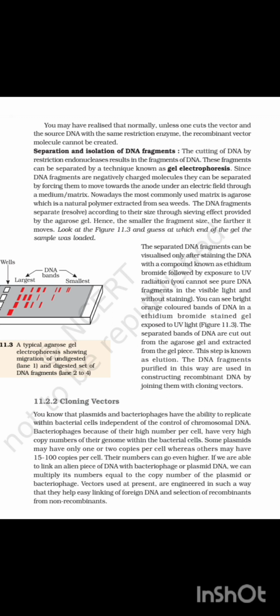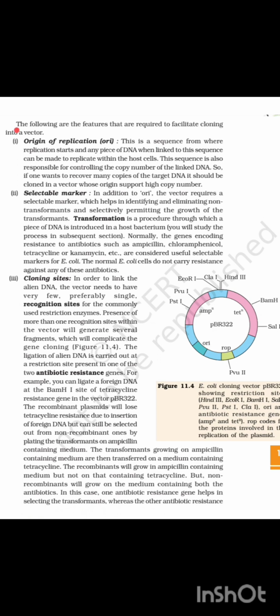Vectors used at present are engineered in such a way that they help easy linking of foreign DNA and selection of recombinants from non-recombinants. The following are the features that are required to facilitate cloning into a vector. First, origin of replication, ORI. This is a sequence from where replication starts, and any piece of DNA when linked to the sequence can be made to replicate within the host cell. This sequence is also responsible for controlling the copy number of linked DNA. So if one wants to recover many copies of the target DNA, it should be cloned in a vector whose origin supports high copy number.